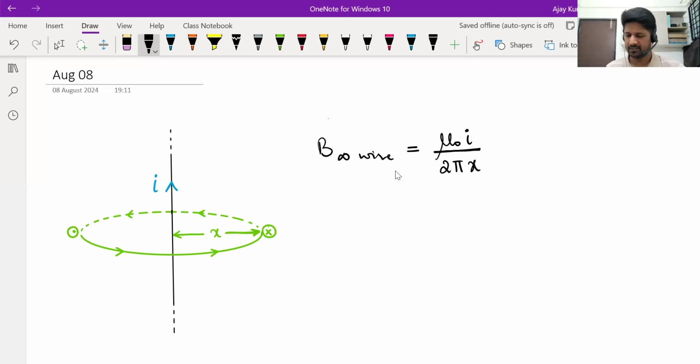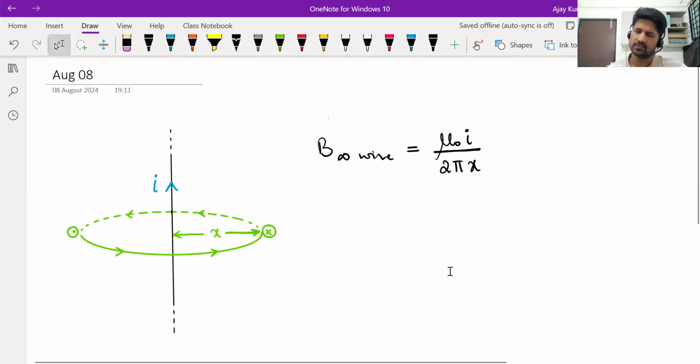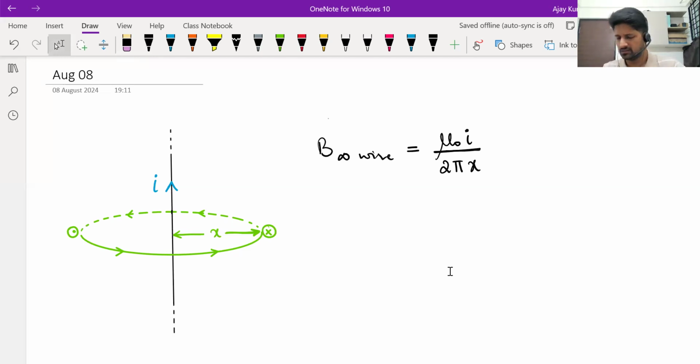Okay, no problem. Fine. It's all based on mu naught I by 4 pi x into cos theta 1 plus cos theta 2. It becomes 2 and 2i and 2 gets cancelled. You get this. Now we have clearly drawn the magnetic field line. So we know the direction of magnetic field all along that line.